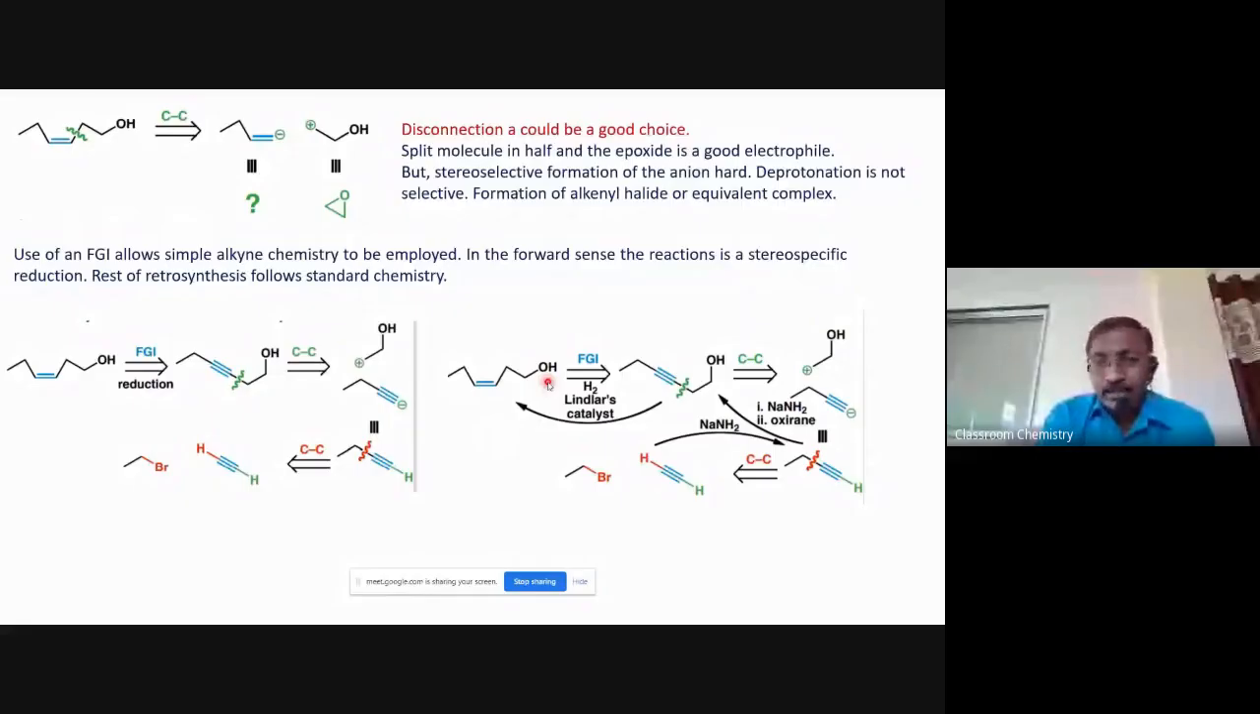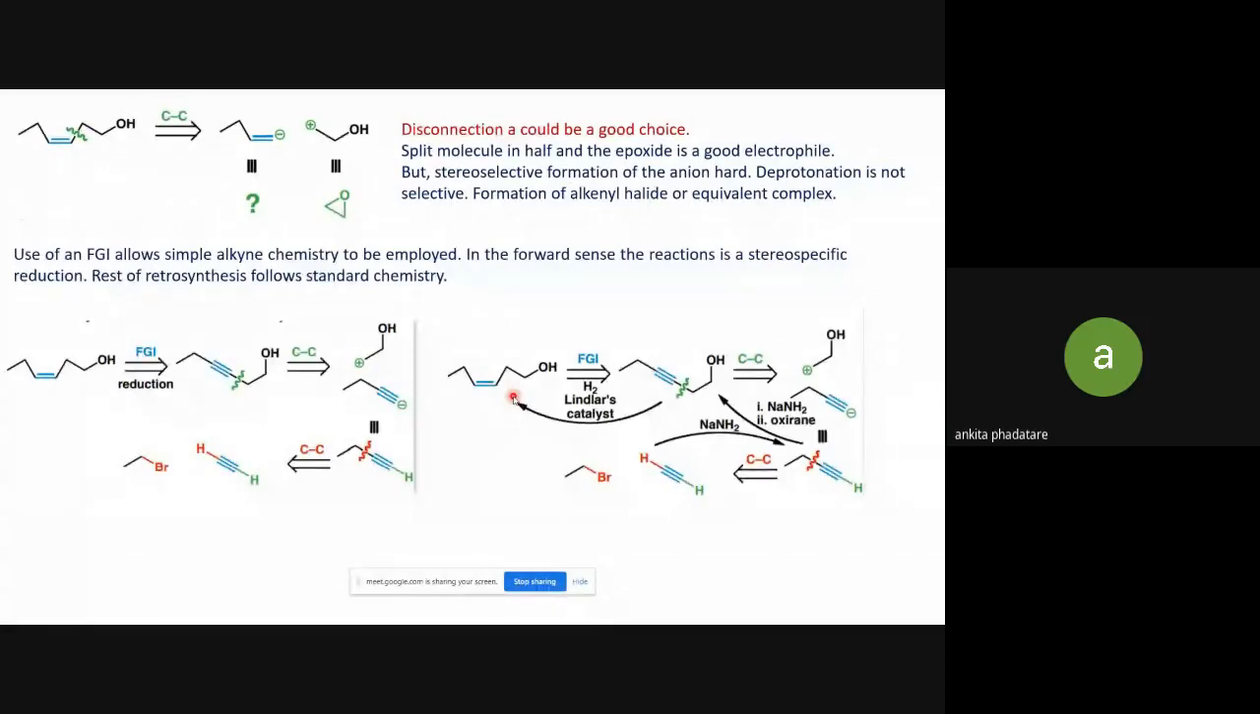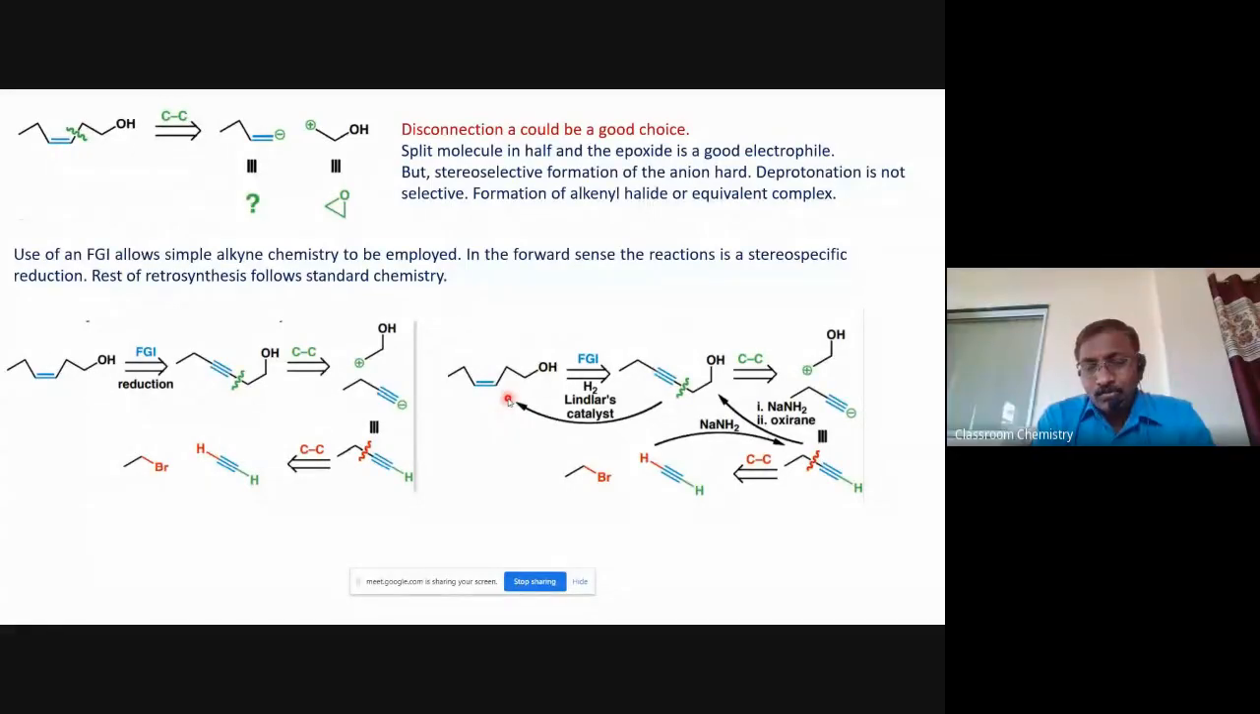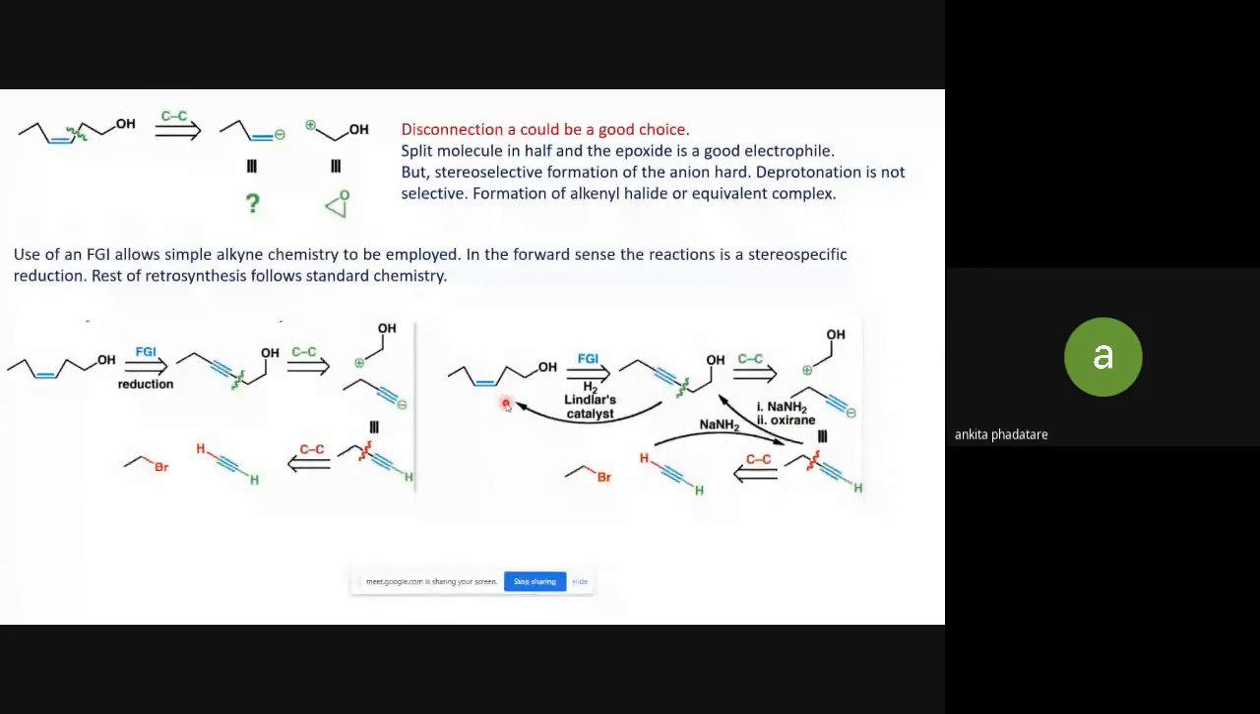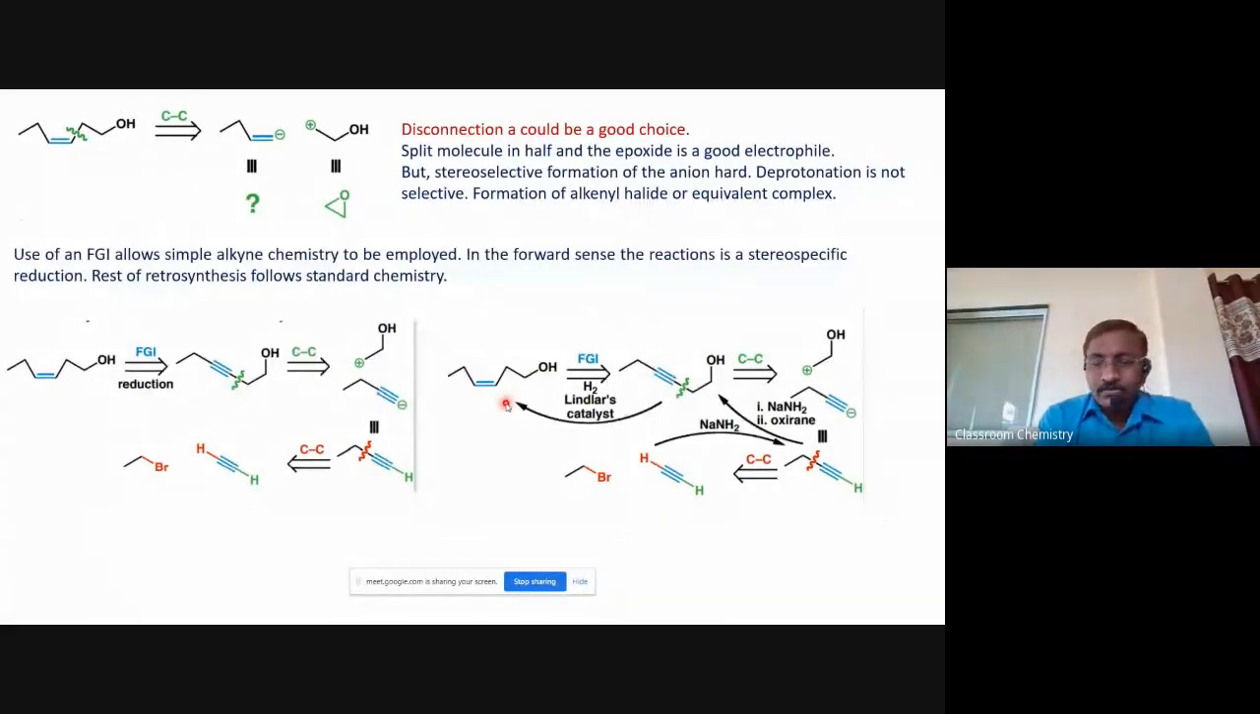I have given in the remark that you have carried out such kind of reduction, but here you must observe that there is a cis, and when we require trans, which reagent can we use? Anyone? NaNH2. Not directly NaNH2, liquid ammonia. Okay. So that is very important, that we have to get the corresponding trans.